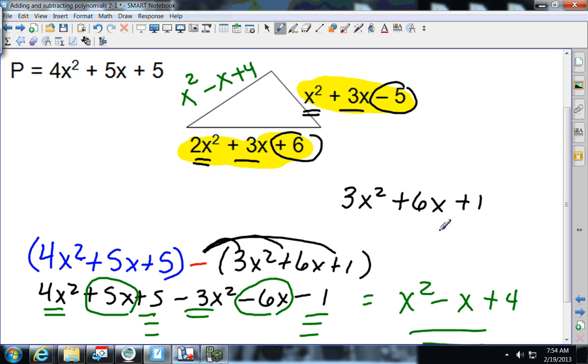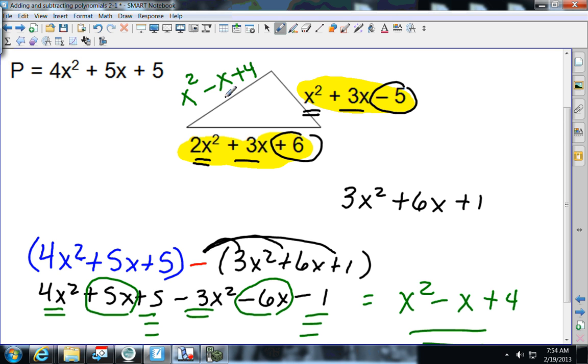Yeah, what you're saying is you looked at these two right here and got 3x squared in your mind. You got 3x squared and you're saying, well, what's missing to put right here? And that's an x squared. And that's fine too. That's exactly right. Like I said, there are many different ways to find this answer.